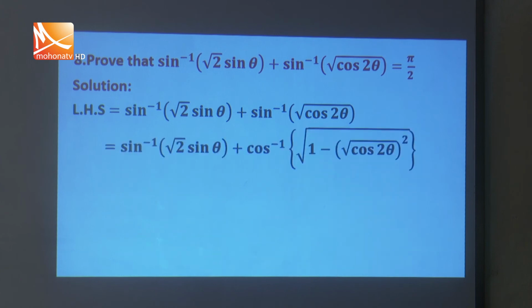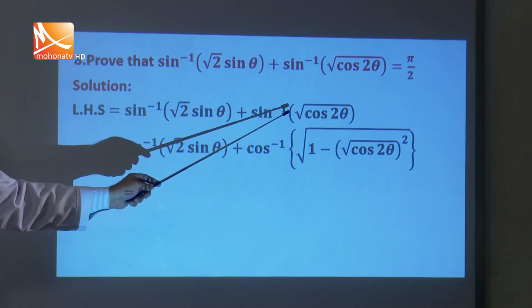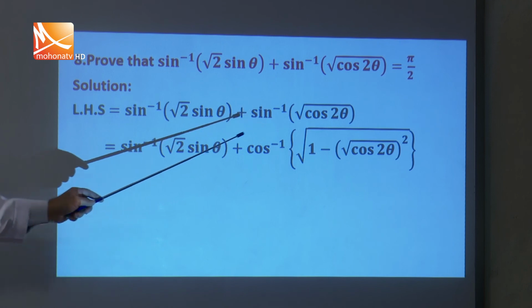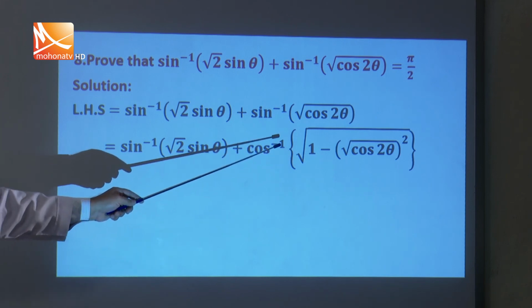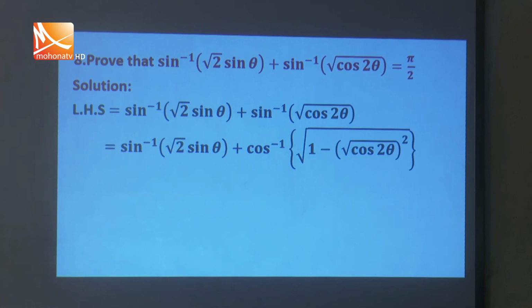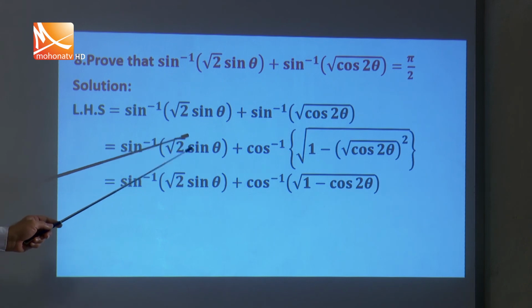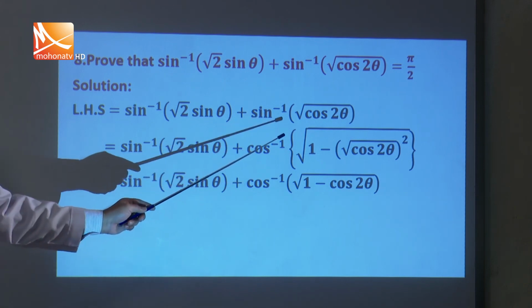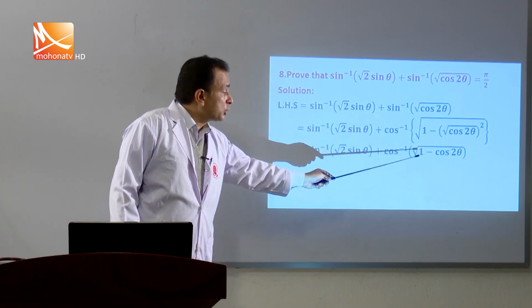Then you just see that the first term will remain the same. And if we think that this is x, sine inverse x, we can convert it into a relation. We have already learned sine inverse x equals cos inverse root 1 minus x square. So it will be root 1 minus root cos theta whole square. Okay, you just see the next line, sine inverse root 2 sine theta plus cos inverse root 1 minus square, and the root will be cancelled, so cos 2 theta.